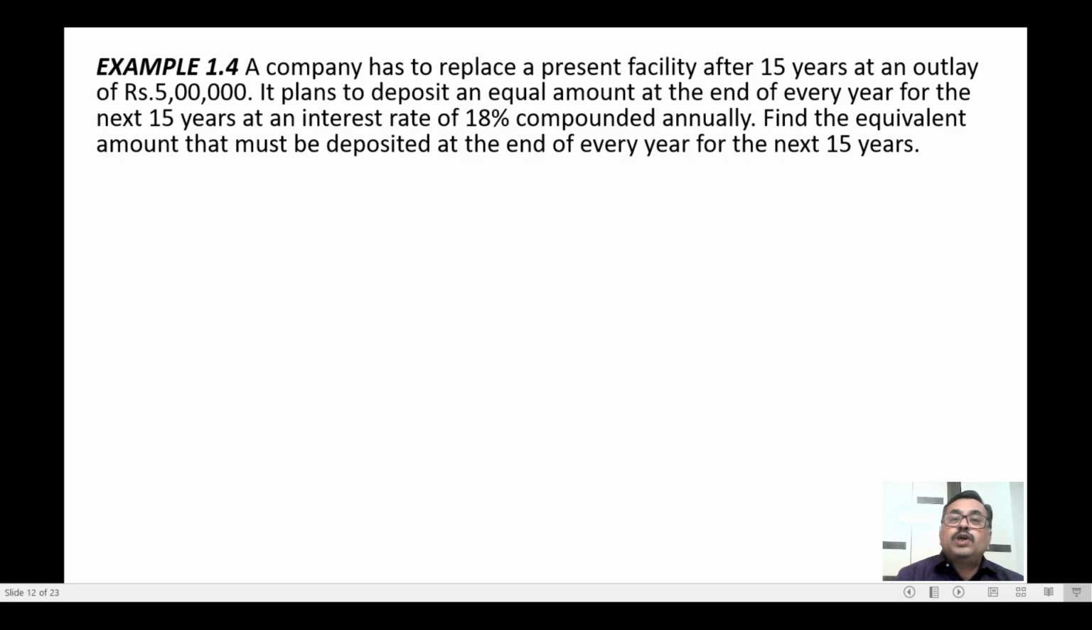It plans to deposit an equal amount at the end of every year for the next 15 years. That means we have to plan for A. How much we have to plan for A, for the next 15 years? That is, N is equal to 15, at an interest rate of 18%. I is equal to 18% compounded annually. Find the equivalent amount that must be deposited at the end of every year for the next 15 years.